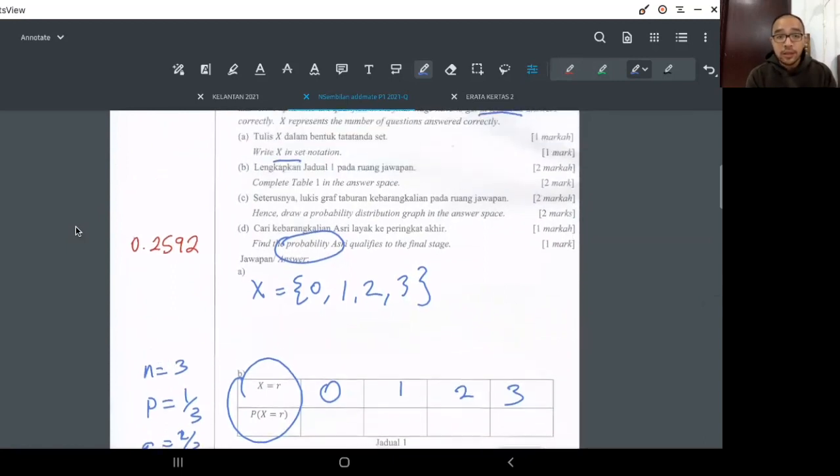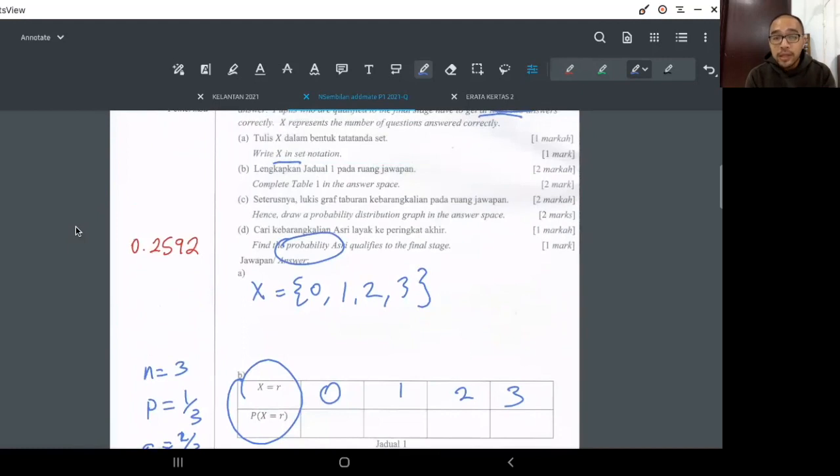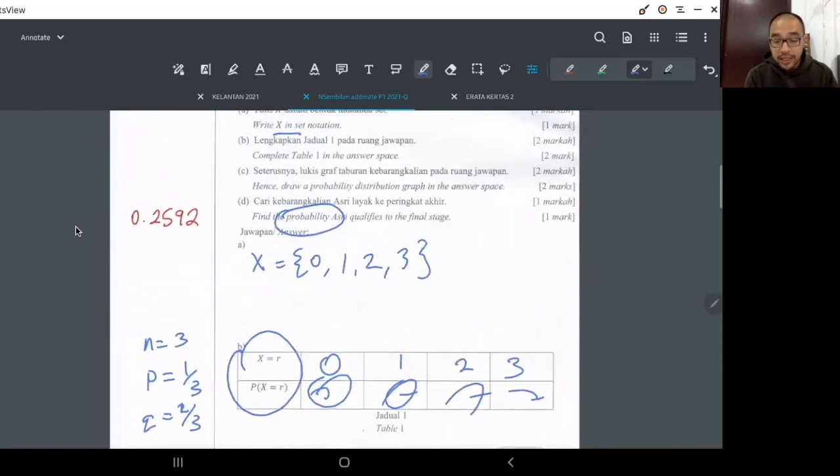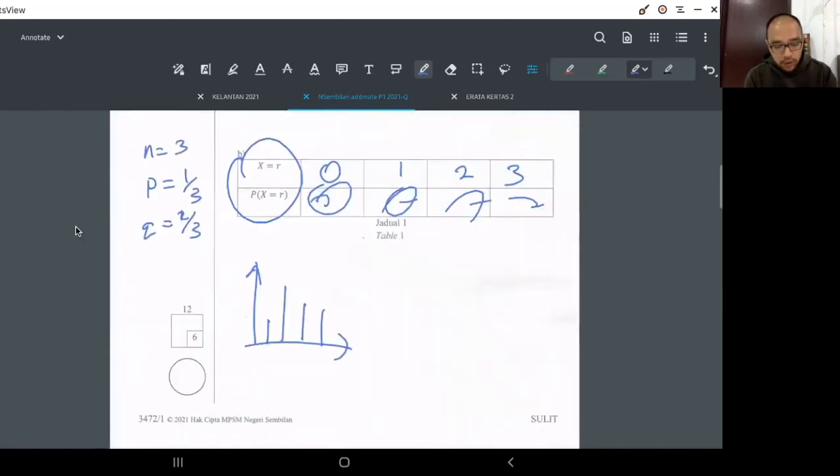After that you draw a probability distribution graph. The probability distribution graph will be like this, based on these values. It doesn't really matter what it is because it is just a sketch. So whatever this value is, you put it over here and write the value. Put over here, write the value. Put over here, write the value. Then you should be able to get this done.